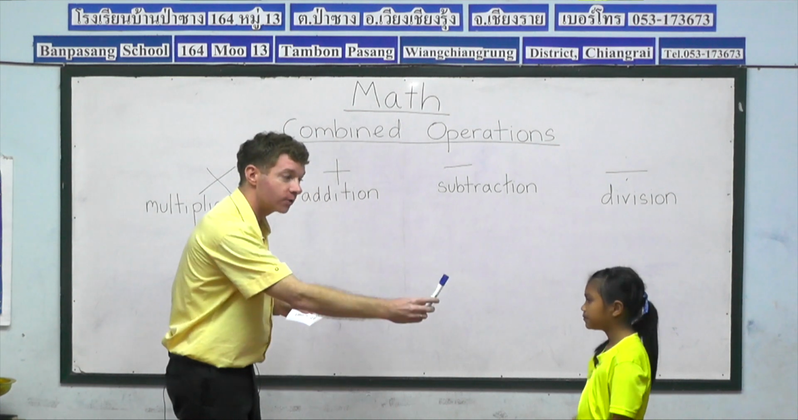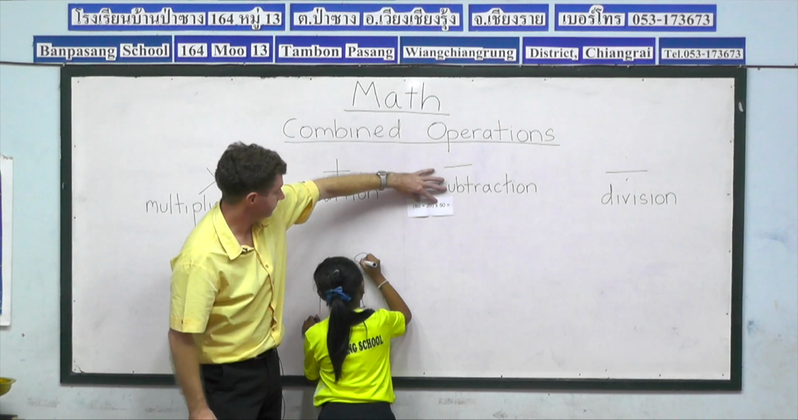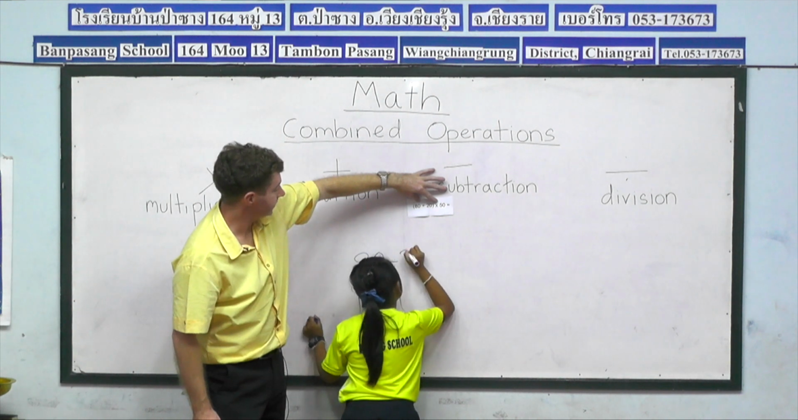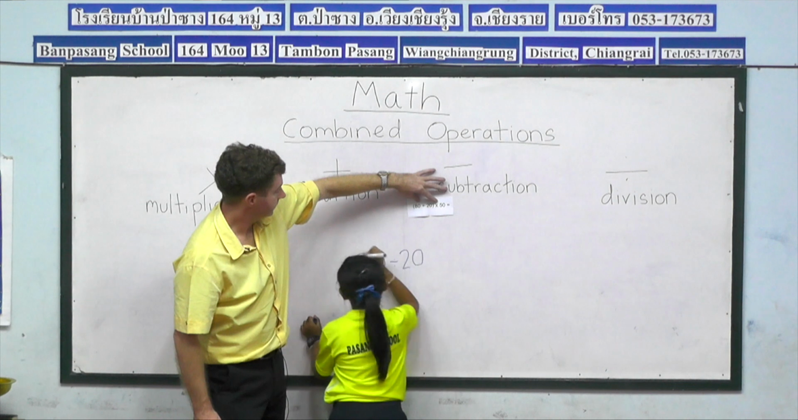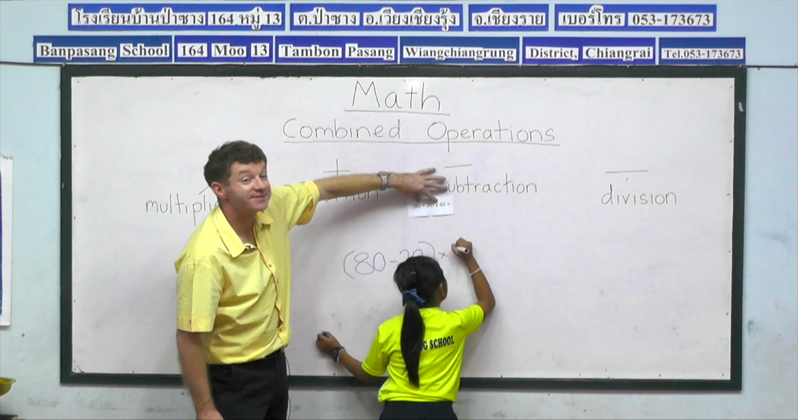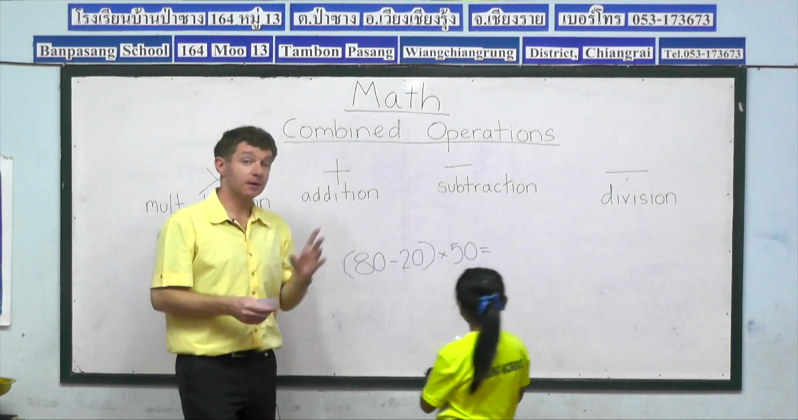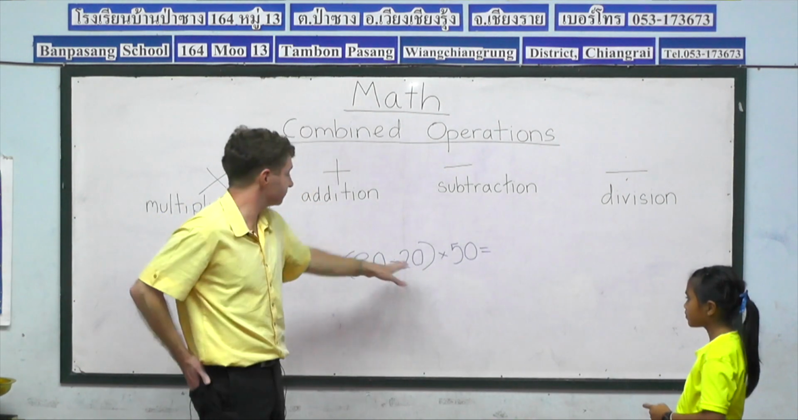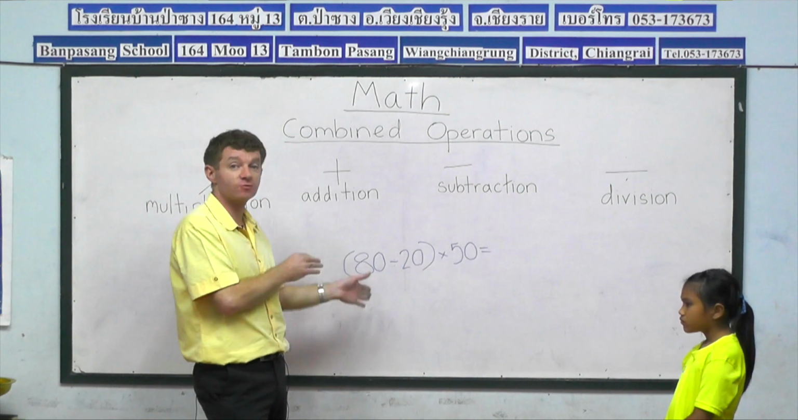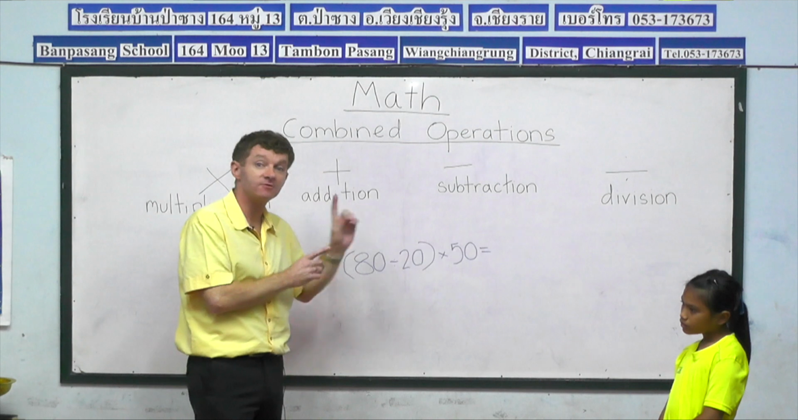So first of all, Pak Bung, can you write it on the board for me, please? 80 divided by 20. Excellent. Don't forget our brackets. Times 50 equals. Okay. Now you see here, what's happened is the brackets have moved. The brackets are on the left now. So that's always the place to start if that's where the brackets are. Wherever the brackets are in a combined operation is always the place we start.